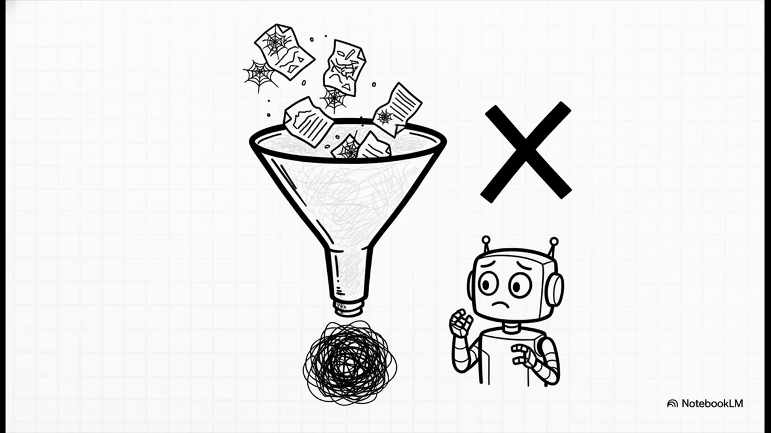Which brings us to the ultimate exam failure mode for this section. Listen closely to this one. RAG does not fix poor source governance. Semantic ranking and vector search cannot magically fix stale policy documents or bad ingestion.